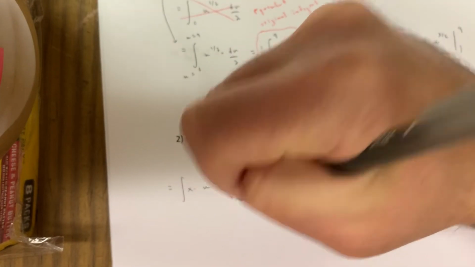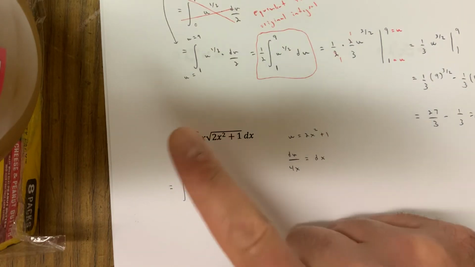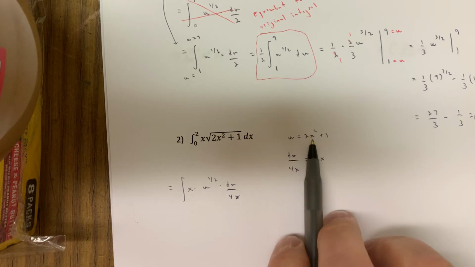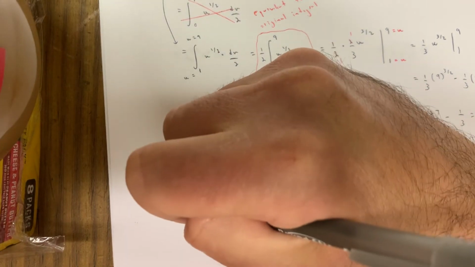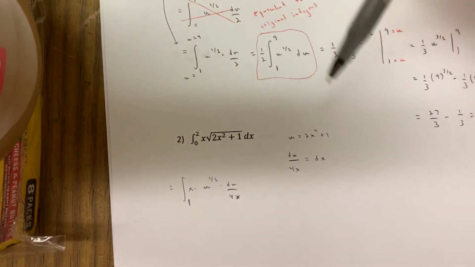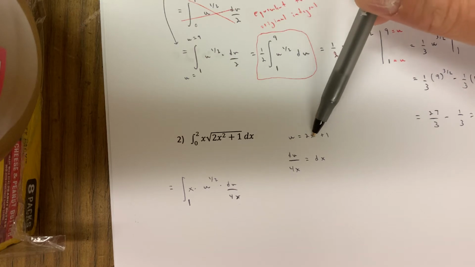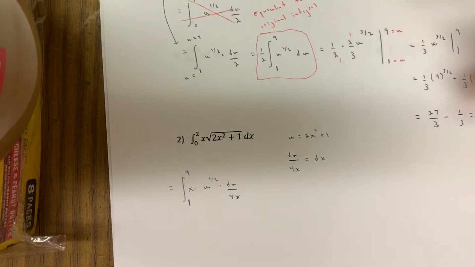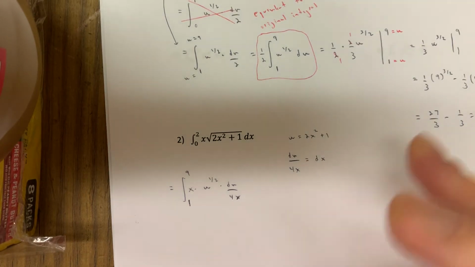Technically, it's not equivalent, right? Because this is an indefinite integral. This is a definite integral. We need those new bounds. If x is 0, u is equal to 2 times 0 squared plus 1, that's 1. And if x is equal to 2, u is equal to 2 times 2 squared, that's 2 times 4, which is 8 plus 1, which is 9. So we just happen to get the same bounds that we got in the last problem. It's just a coincidence, okay?